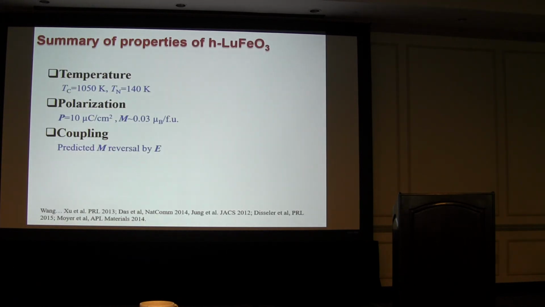Just a quick summary of the properties of hexagonal ferrite, especially lutetium ferrite. The ferroelectric and ferromagnetic transition temperatures: for ferroelectricity it's pretty high, like 1000 K. For ferromagnetism, it's much lower. Polarization is also significant for ferroelectricity, but the moment is not as big for weak ferromagnetism. The coupling is predicted, but we still need to realize that.